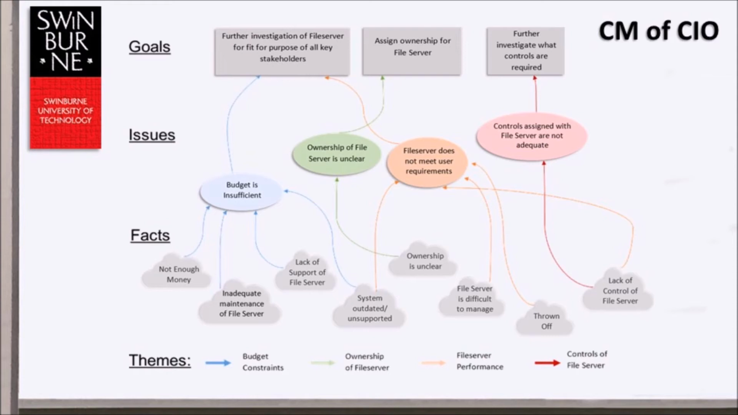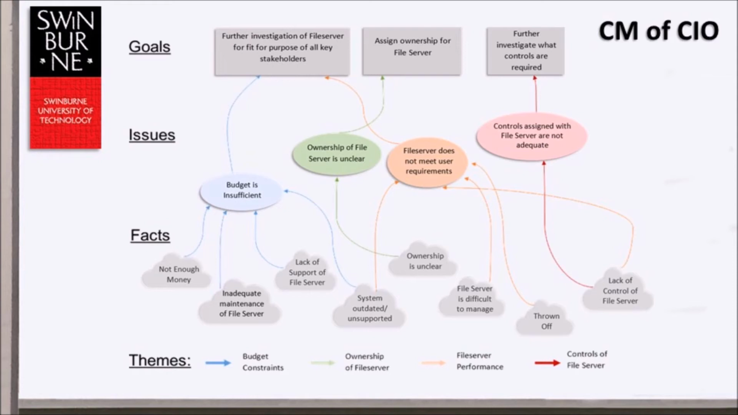Looking at these problems as stated by the CIO, we created a cognitive map, and the four issues we came up with were: the first, that the budget is insufficient; the second, that the ownership of the file server is unclear; the third, that the file server does not meet the user requirements at all; and the fourth, that the controls assigned to the file server are not adequate.